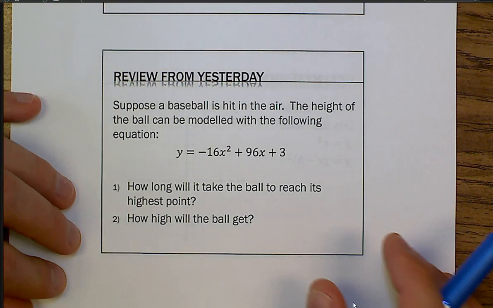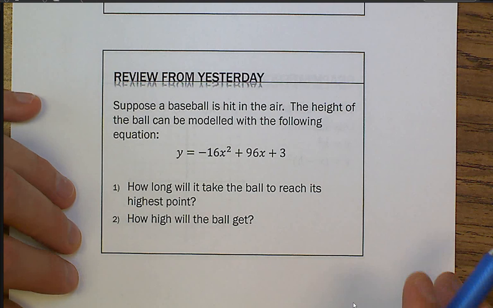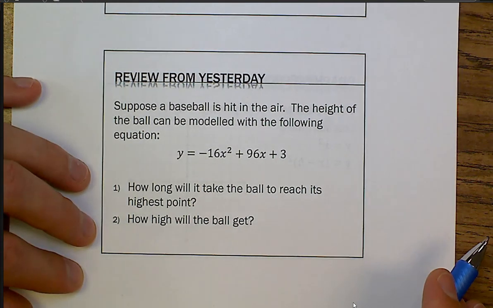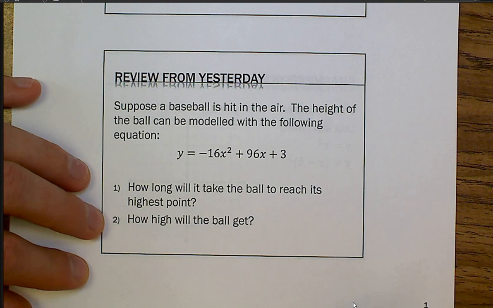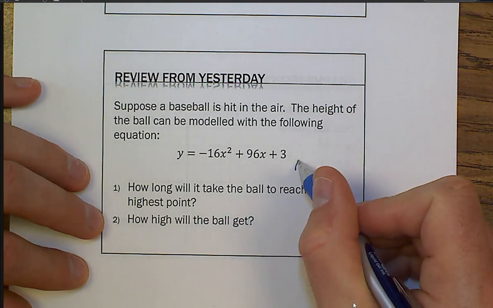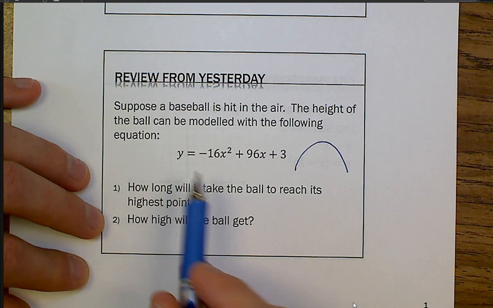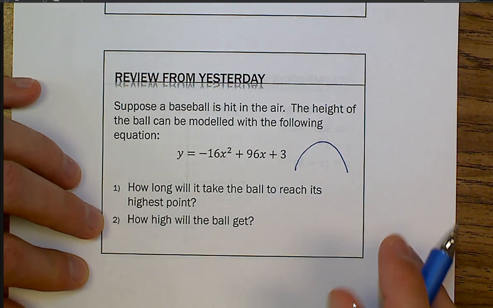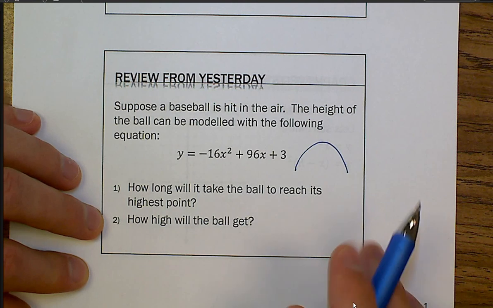It says, suppose a baseball is hit in the air. The height of the ball can be modeled with the following equation. All right, so we have something like this. There's our ball that's in the air. You can see it's a negative a value, so it is going to be a frowny face, right? It's going to be opening upside down. It's a quadratic, and so we have our quadratic here.